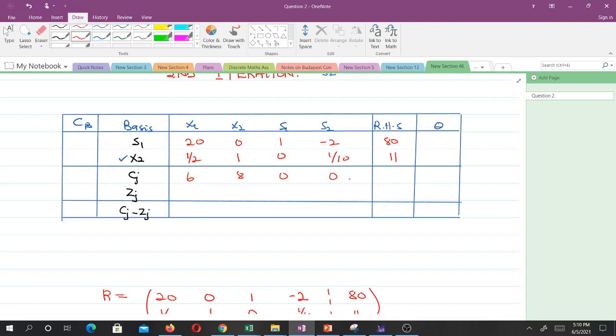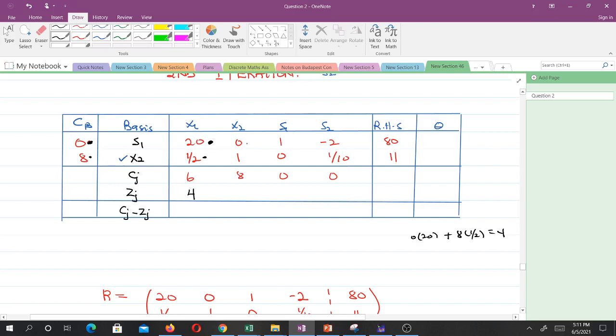So our ZG, okay, the coefficient of S1 in the objective function is 0, that of S2 is 8, so that's what we're writing there. Now to get our ZG, it will be 0 times 20 plus 8 times half, which should be 4. So that means you're going to get 4 here.